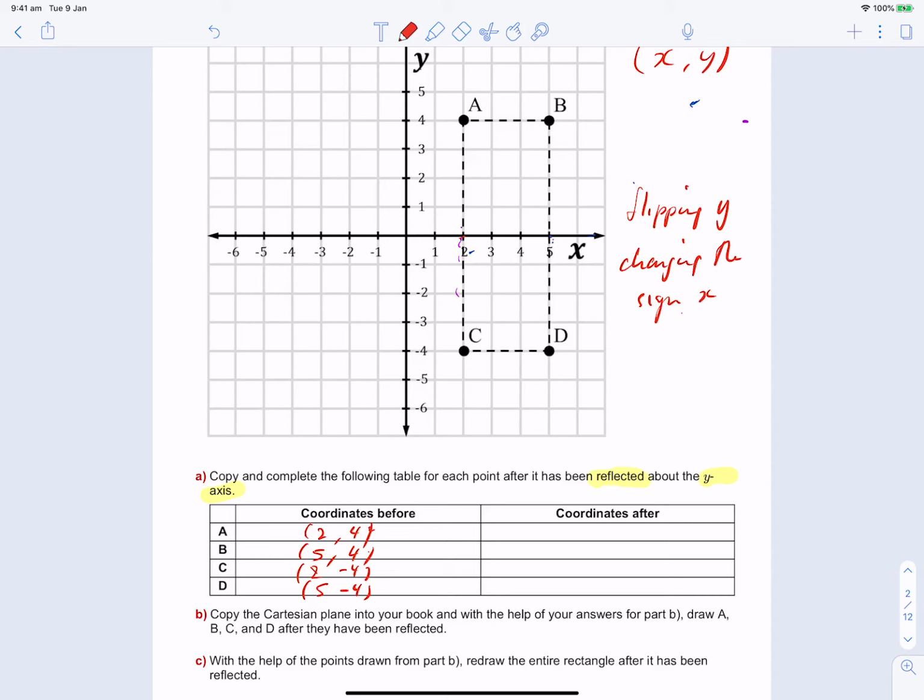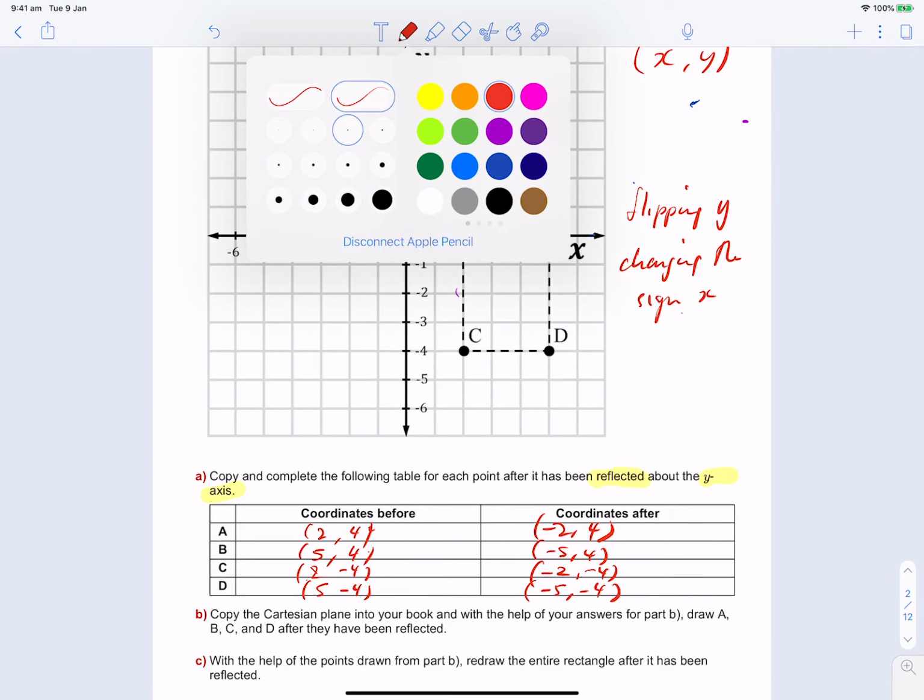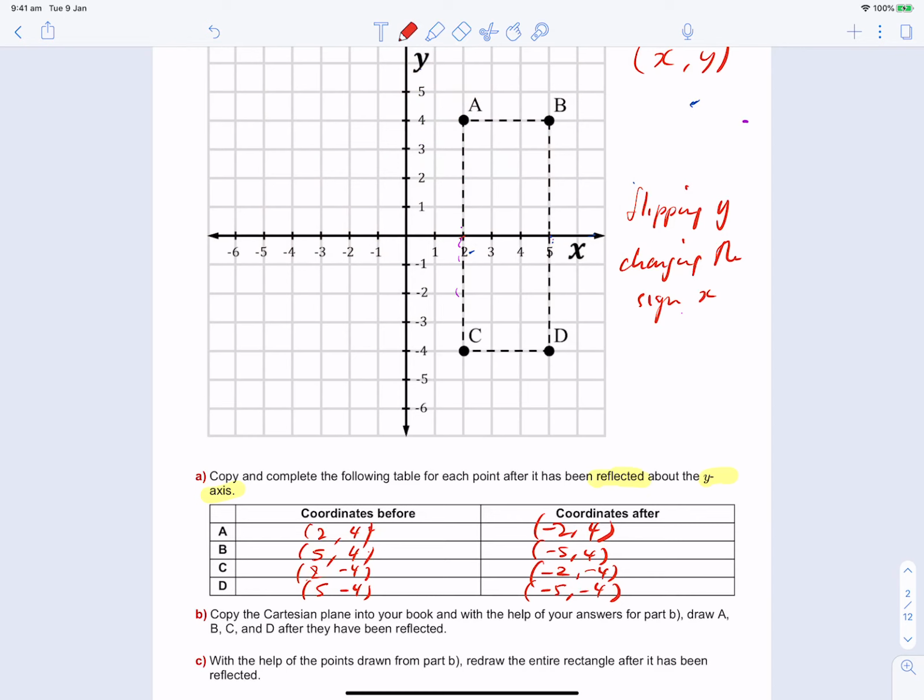So 2 is going to become minus 2, 4 is going to stay the same. 5 for point B is going to become minus 5, 4 will remain the same. Down here, 2 will become minus 2, minus 4 will remain the same, 5 will become minus 5, minus 4 will remain the same. Now I just draw them in, and hopefully this will all match up with what we thought would happen. So A is now at minus 2, 4.